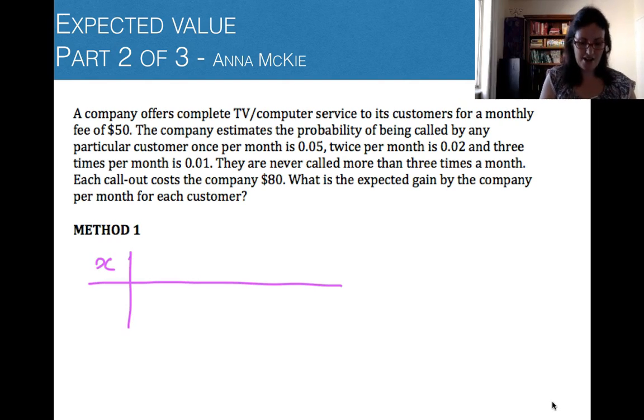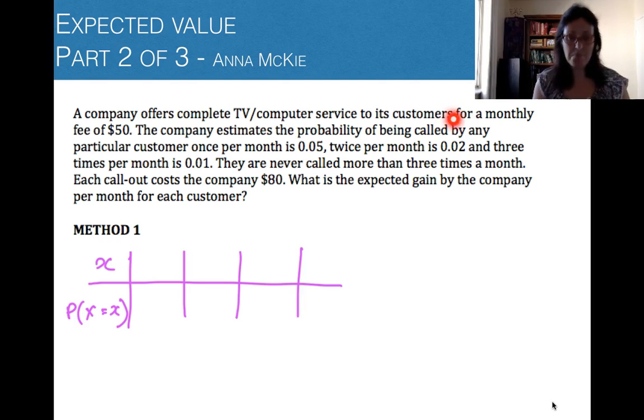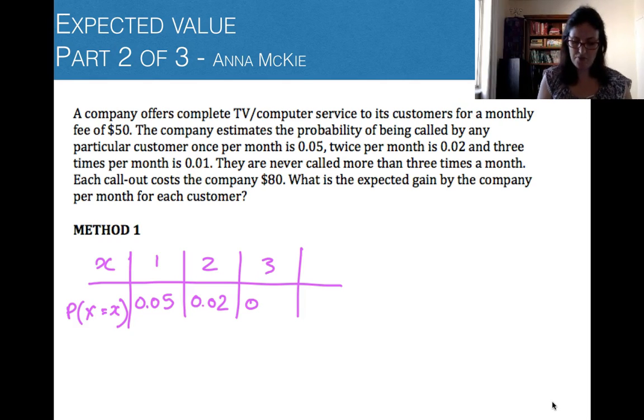You put a little x there, and the probability, capital X, is equal to little x. So you go through the question and fill in the table, so to speak. So the company estimates being called out once per month is this. So you might go 1 there, a 0.05, twice per month, 0.02, 3 times, 0.01, and then you might be thinking to yourself, I'm done.